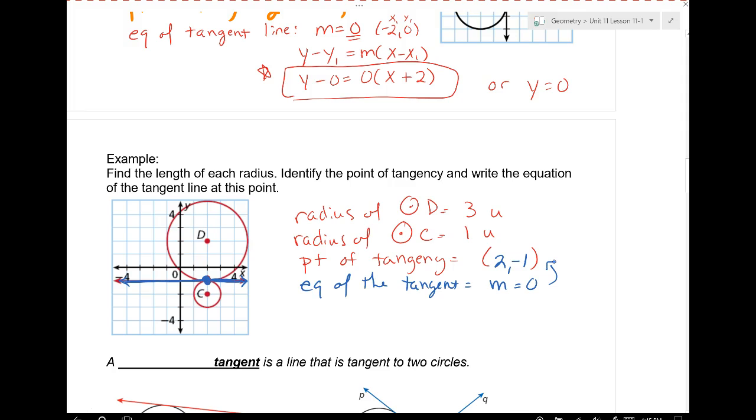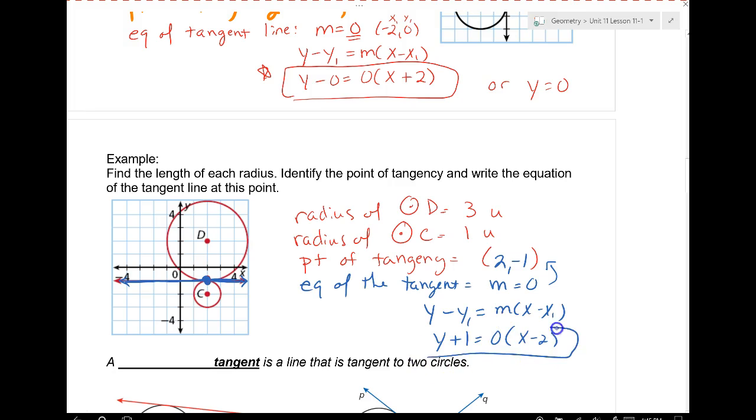Can I use point slope form? As long as I have the slope and I have a point, I can use point slope form. So I get y minus y1 equals m times quantity x minus x1. So I get y, subtracting a -1 makes it what? Positive. Then I have my 0 and I get my x minus 2.